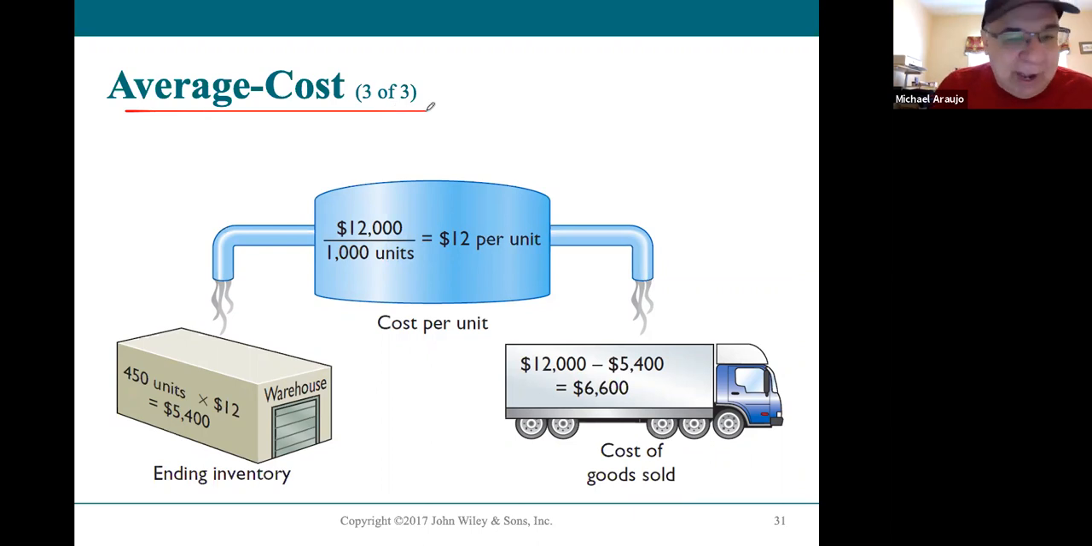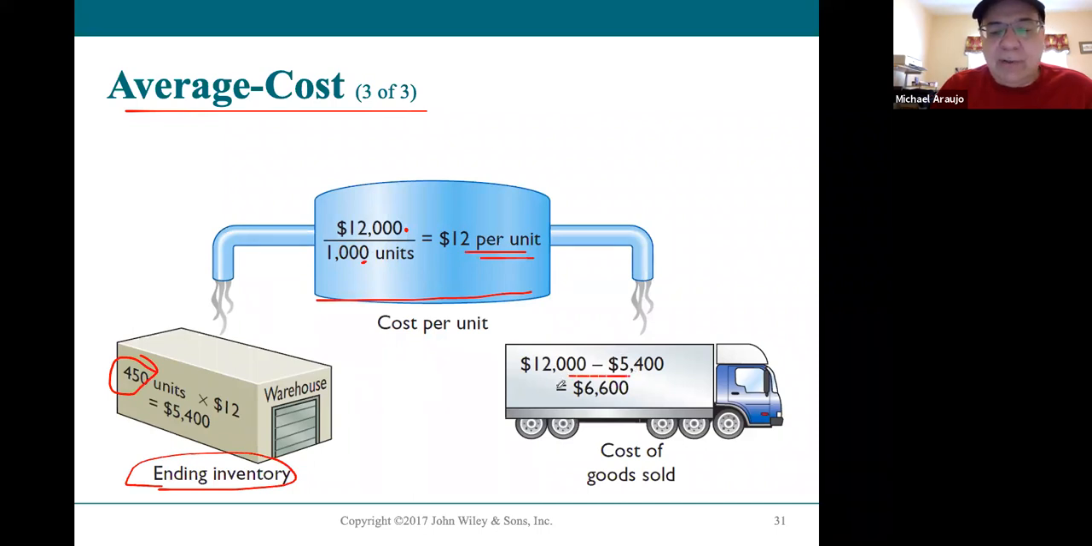This is a beautiful graphic illustration. I have this in my master bedroom. It's really quite beautiful here. So here it shows the average cost per unit is calculated, right? We had $12,000 worth of inventory. That bought us 1,000 of them. So each unit is 12 bucks. And so we have 450 still in ending inventory. That's our asset. We have 550 that were sold. That's our cost of goods sold.